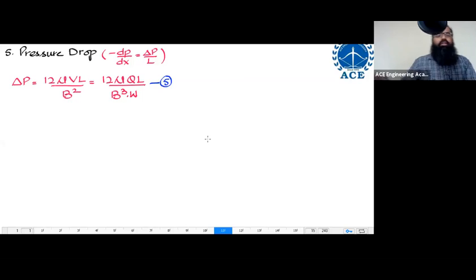Check, you are supposed to get the equation as 12 mu VL upon B square, or 12 mu QL upon B cube into W. This is the equation you are supposed to get for pressure drop.